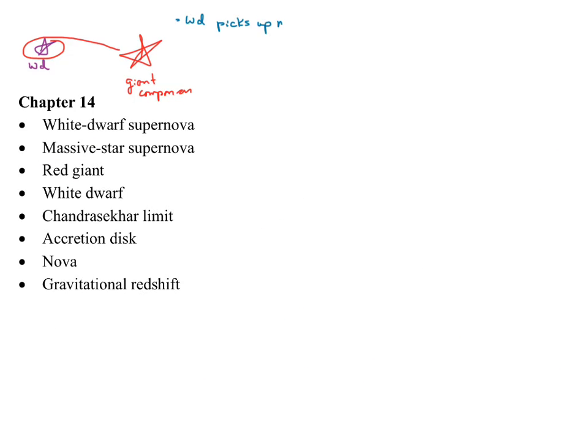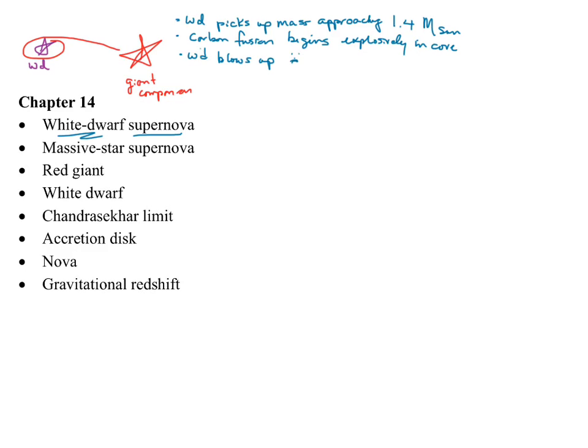And then on to the last chapter. We talked about this whole companion thing going on. You see the red is my live star, my giant companion. WD stands for white dwarf, the retired star.